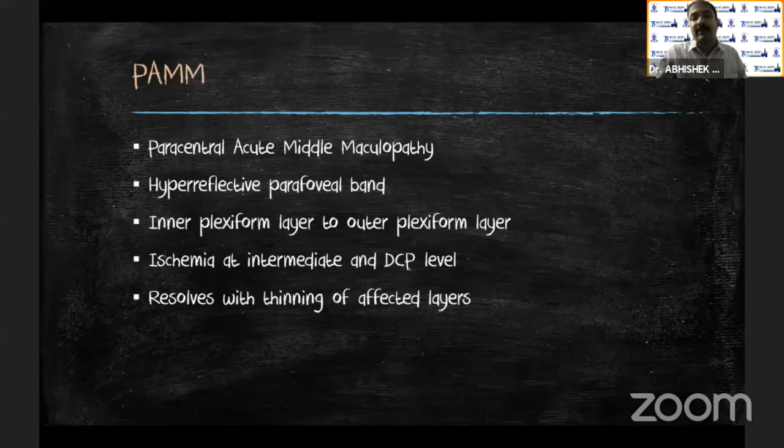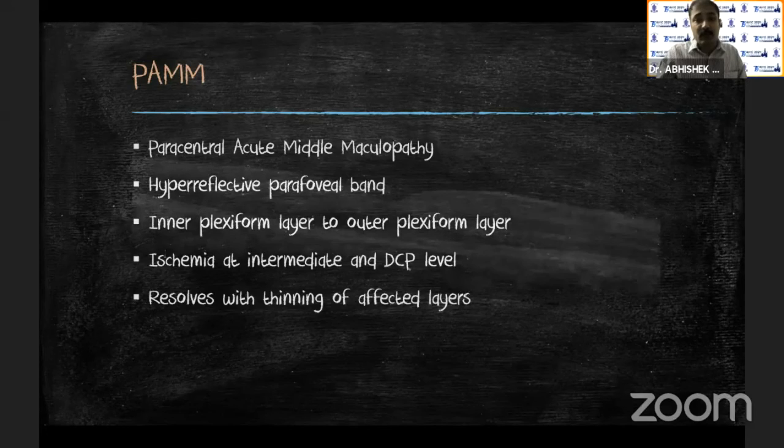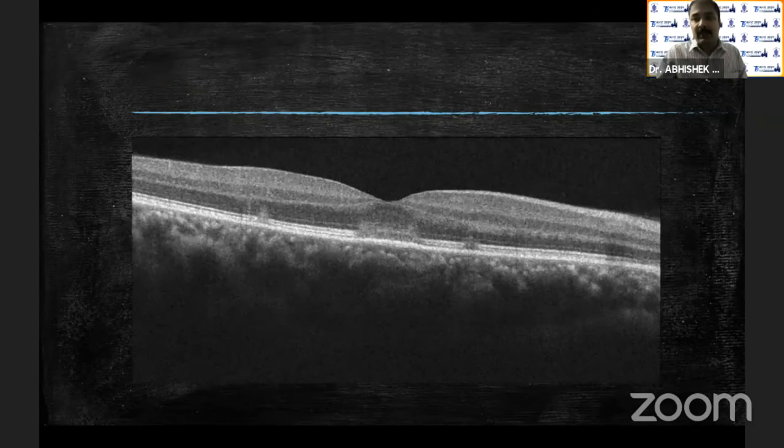Usually it does not extend deeper than the outer plexiform layer. The causative factor is ischemia at the intermediate and deep capillary plexus levels. The associations are with some vasculitis and with certain retinal vascular diseases. Usually it resolves with thinning of the affected layers and a scotoma. This has to be distinguished from this entity, a similar kind of hyperreflective band, but present a little deeper in the retina.